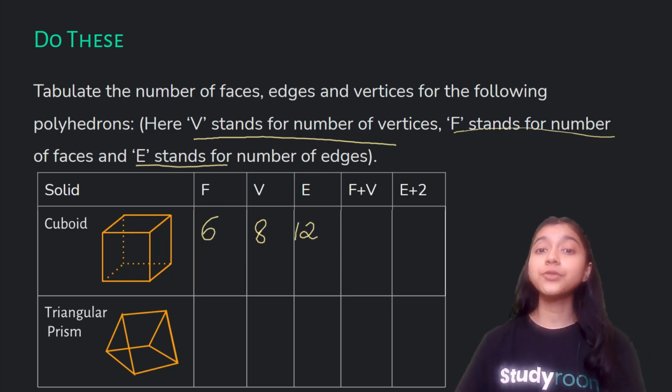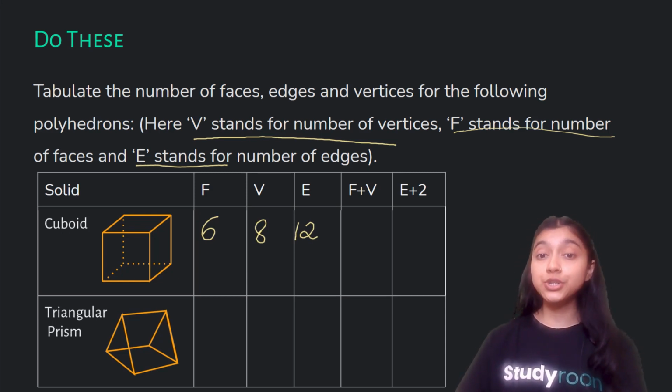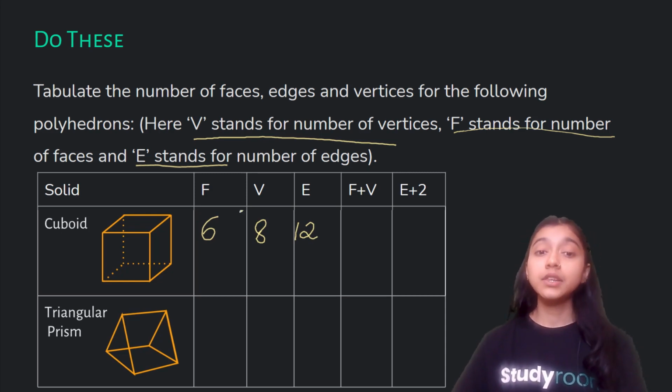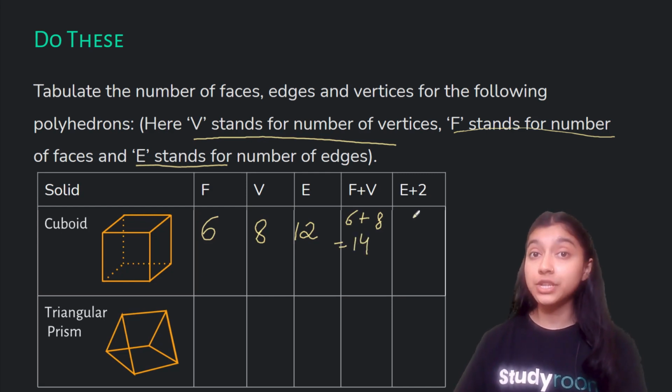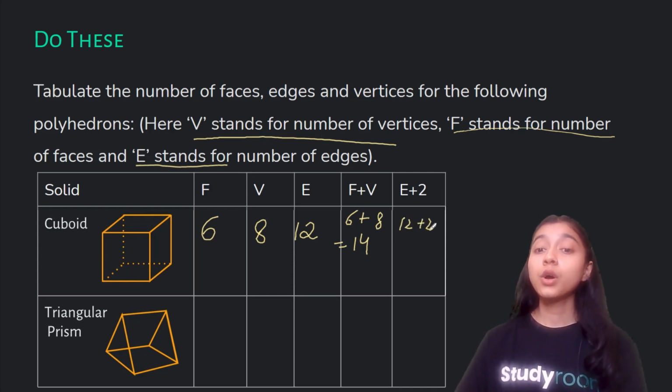Now, another thing we have over here is F plus V. That means the number of faces added to the number of vertices. The number of faces when added to the number of vertices, that means 6 plus 8, gives us 14. And here we have E plus 2, that means the number of edges plus 2. That means 12 plus 2, which in total gives us 14.